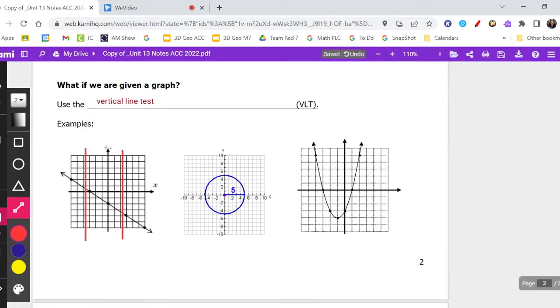So I'm making vertical lines. Do any of these vertical lines go through the function more than once? I'm just seeing they go through the function one time each. So this is a function.